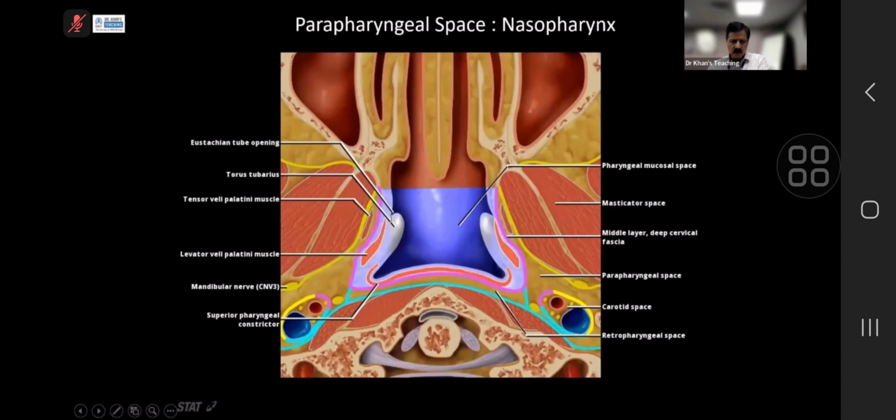So this is the torus tubarius, which is the cartilaginous portion of the eustachian tube, which opens here. This fossa is known as the fossa of Rosenmüller, and you can see the pharyngeal mucosal space sitting here.